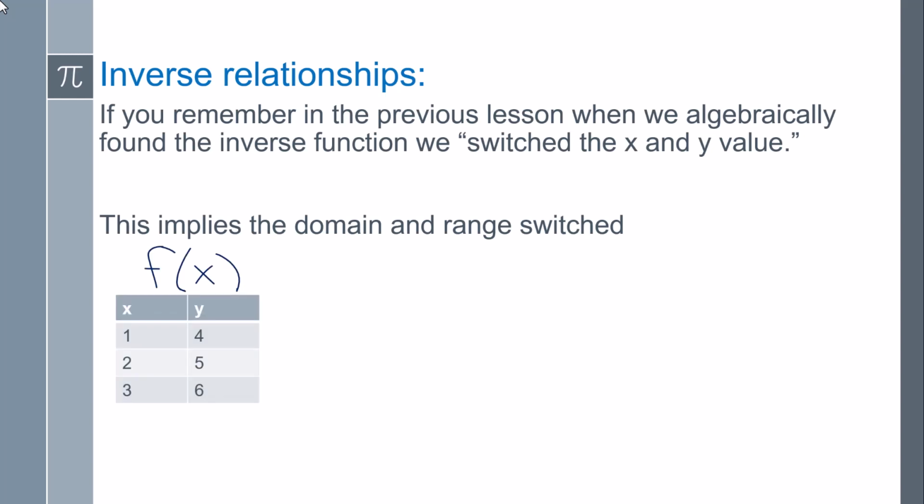So for example, if I have this function here with my x value 1, my y value 4, x value 2, y value 5, x value 3, y value 6. The inverse function, I actually just switch the x and y values. If you notice, they were switched. All you have to do is switch the x and y values.